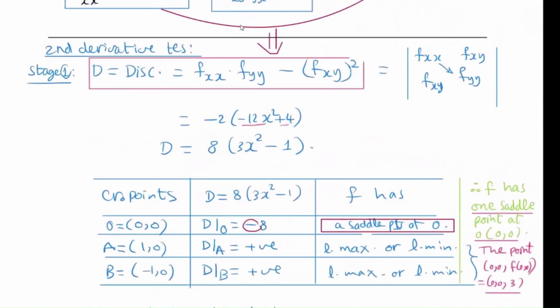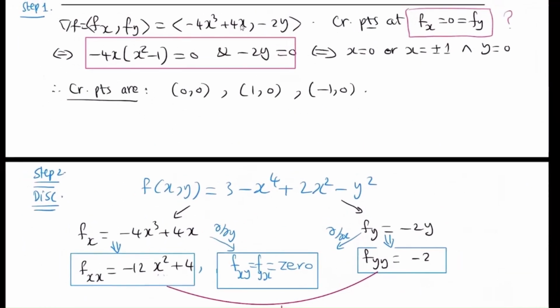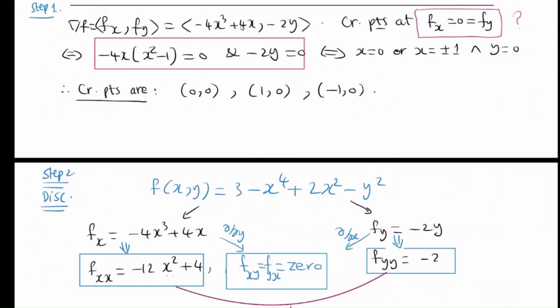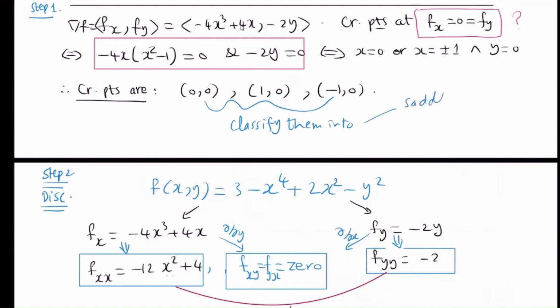Now we have the 3 critical points we already got from step 1, and we classify them into saddle and non-saddle points, which are the local maximum and minimum. It is a saddle point when D is negative. But here it won't simply be so, so let's go and calculate.